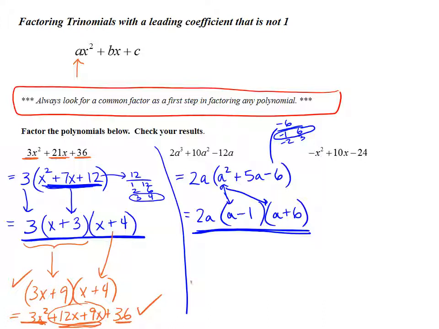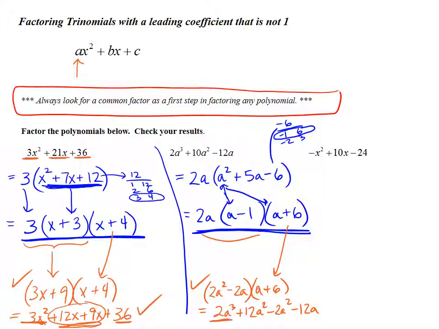To check this, again, start by distributing the 2a in. So 2a times a is 2a squared. 2a times 1 is minus 2a. Then take that answer and multiply it by the last binomial. So we have 2a squared times a is 2a cubed. 2a squared times 6 is positive 12a squared. Minus 2a times a is minus 2a squared, and negative 2a times 6 is minus 12a.